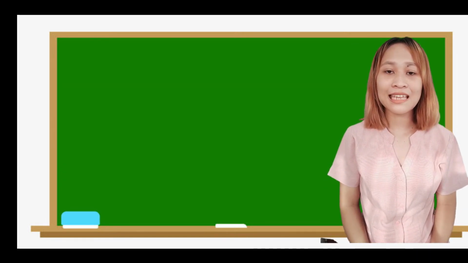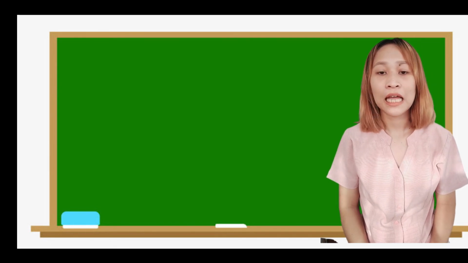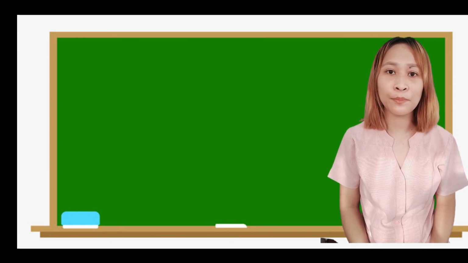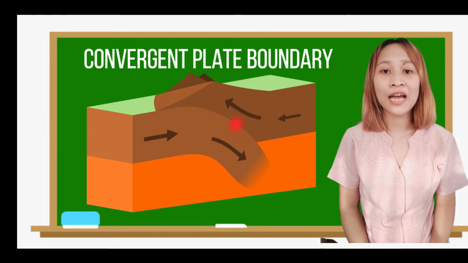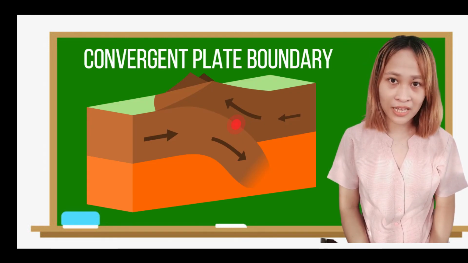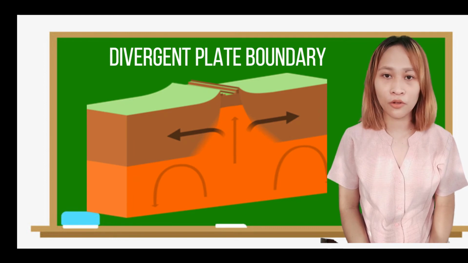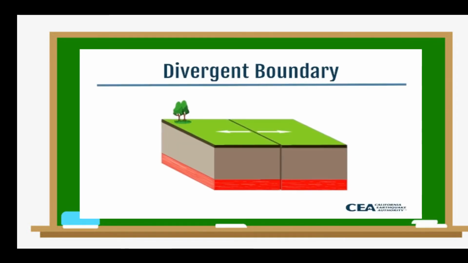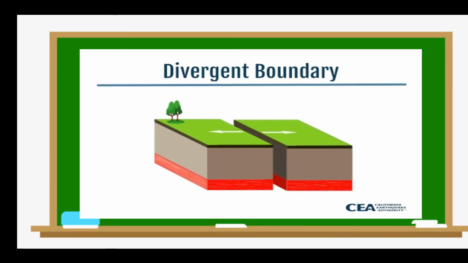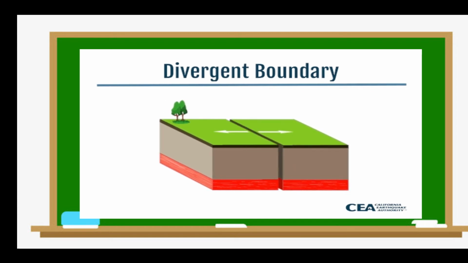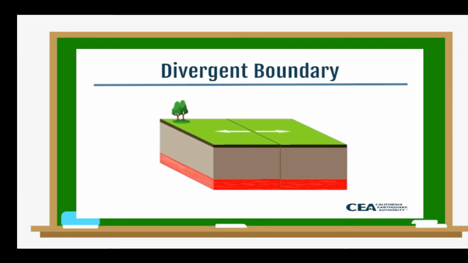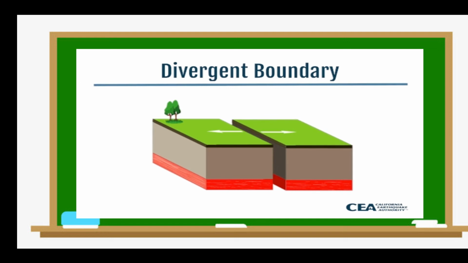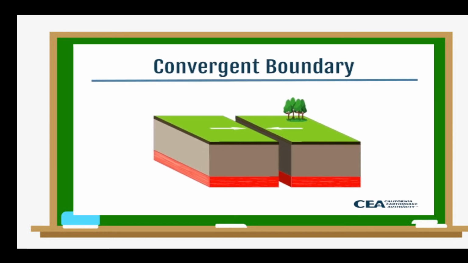There are three distinct types of plate boundaries which are differentiated by the type of movement they exhibit. We have the convergent plate boundary, the divergent plate boundary, and the transform fault boundary. Divergent boundaries are boundaries where plates separate and move in opposite directions, allowing new lithosphere to form from upwelling magma. This either happens at mid-ocean ridges or at rifted continental margins.